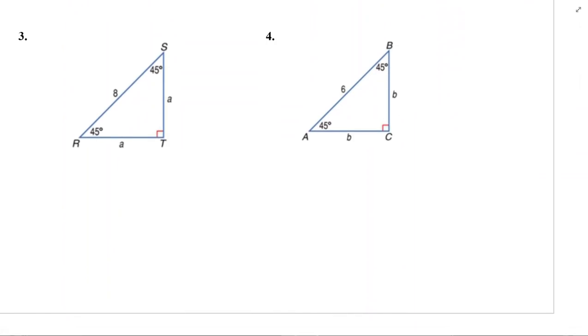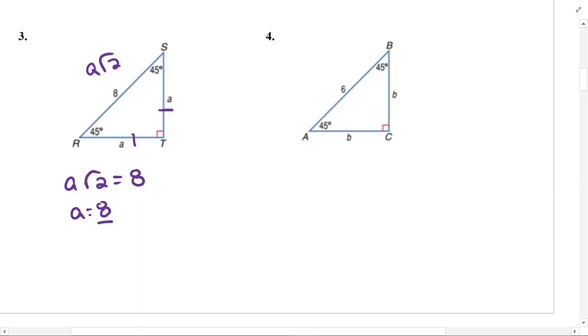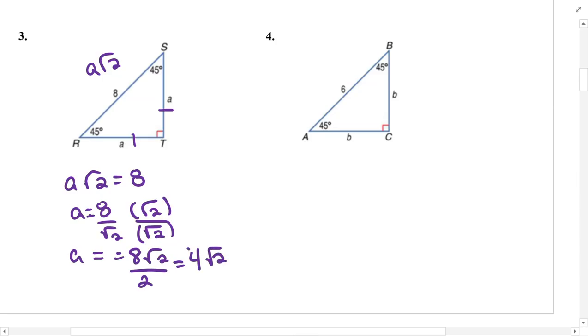On the next one, we're given that it's a 45, 45, which makes the sides congruent, and we're given the hypotenuse. So if this was A, that's A. This is A rad 2. So A rad 2 equals 8. Divide both sides by rad 2. Rationalize the denominator, because we cannot have a rad in the denominator or square root. We would have that A equals 8 times rad 2 over 2, since rad 2 times rad 2 gives us 2. So the sides would be 4 rad 2. So both of these would be 4 rad 2.